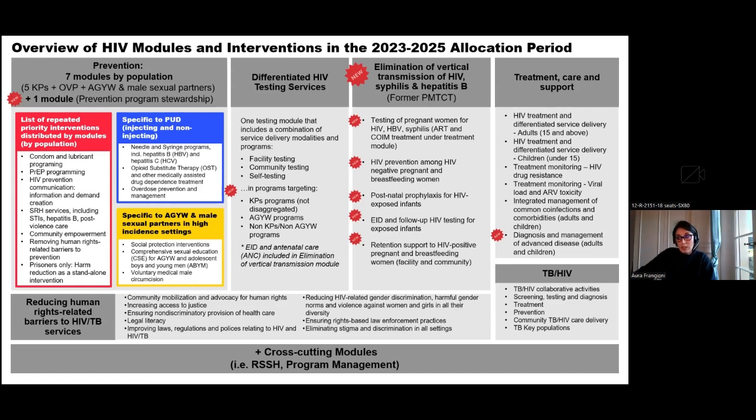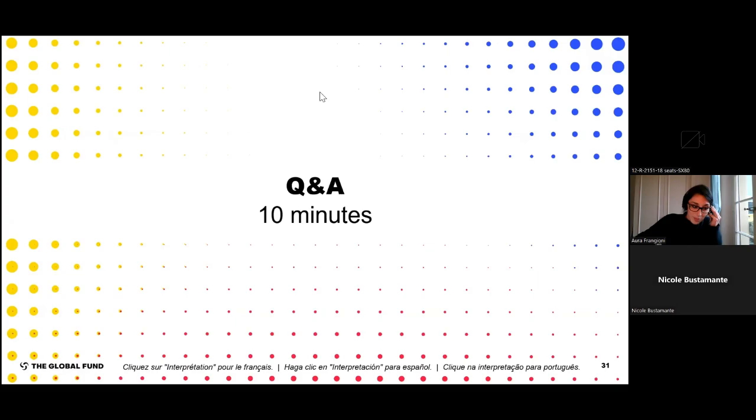The program management module didn't change compared to the previous cycle. However, the activities related to strengthening national HIV prevention program stewardship should now be included under the related module in the HIV modular framework, which is the prevention program stewardship. So this was a quick summary of the key points and changes. More detailed slides are at the bottom. So this was the end of the presentation. I think we can now start with the Q&A. Thank you.